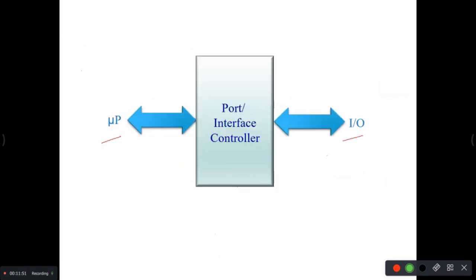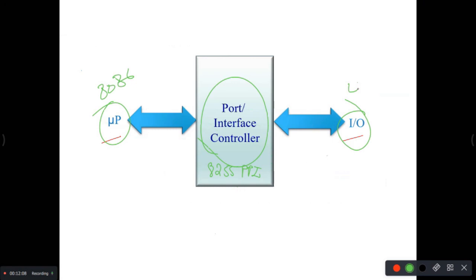Now let us see. You have a microprocessor, as I already told you. You have a port or interface controller, and this is your IO. A simple example: this is your 8086 microprocessor, this is your 8255 programmable peripheral interface, and this can be your LED, your 7-segment LED, your motor, or anything.